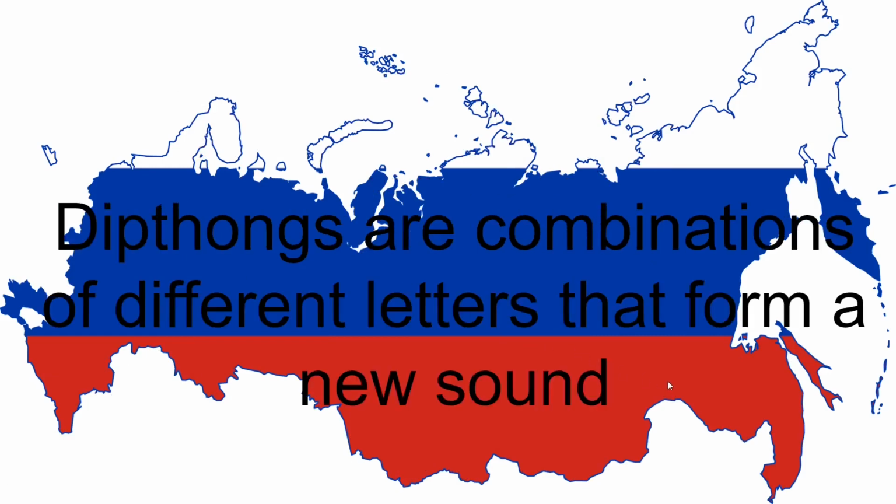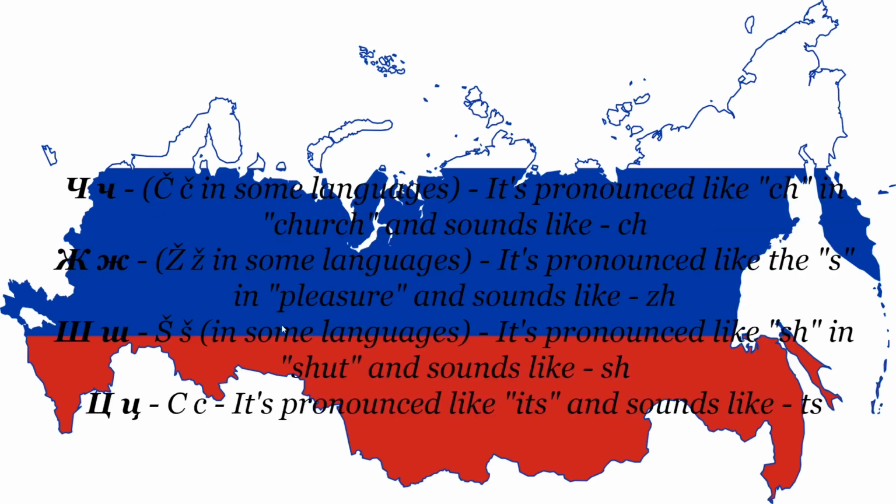Moving on, what are diphthongs? Diphthongs are combinations of different letters that form a new sound. We've got 4 examples here. So the first one is the letter ch, which looks like this.